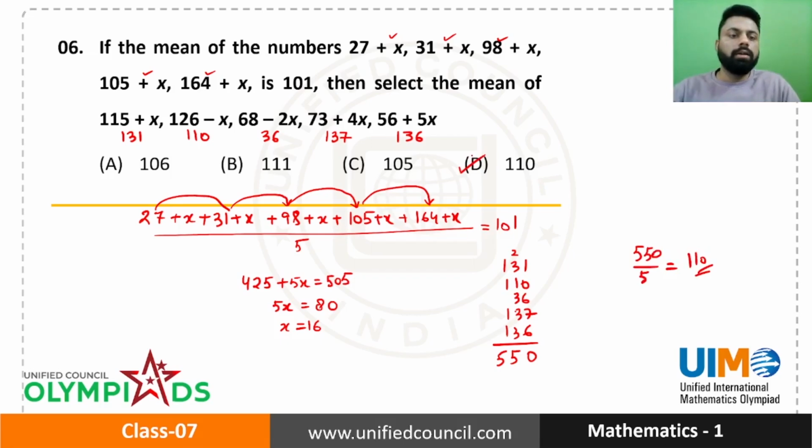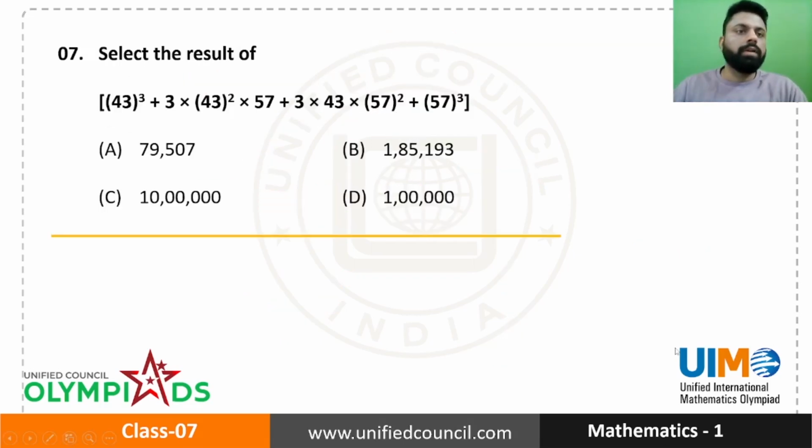The option is the correct answer. So here is the next question that we are going to solve. 43 cube plus 3 multiplied by 43 square into 57 plus 3 multiplied by 43 into 57 square plus 57 cube. What is the value of this?